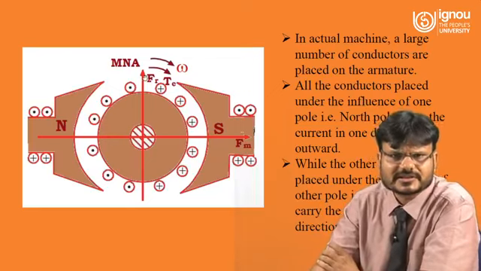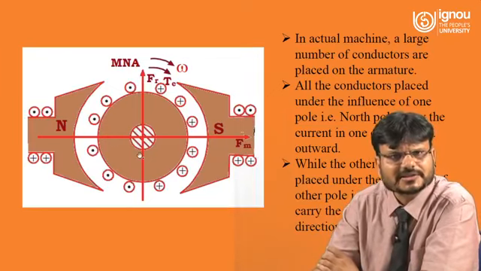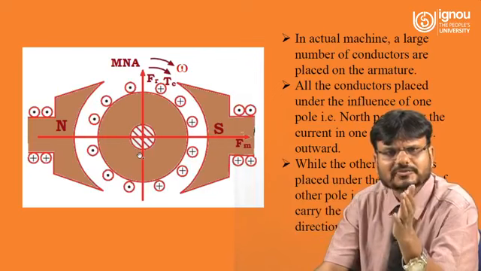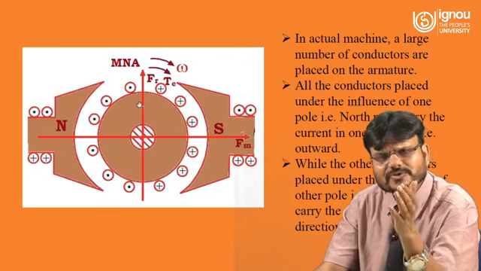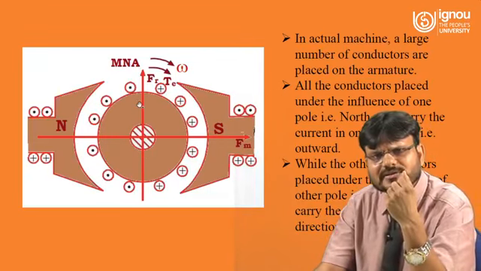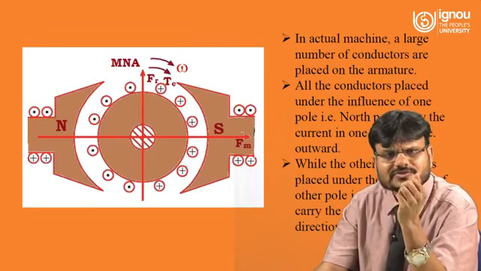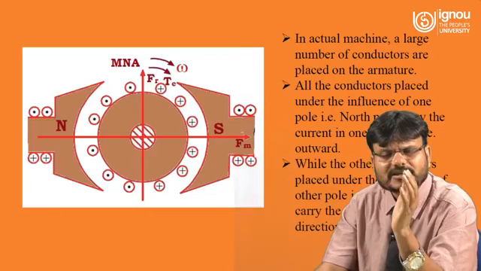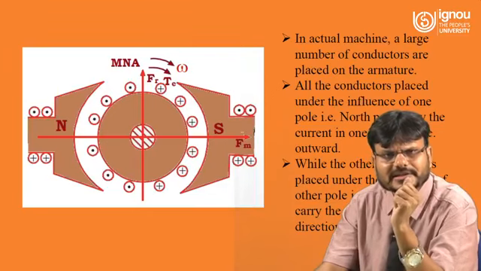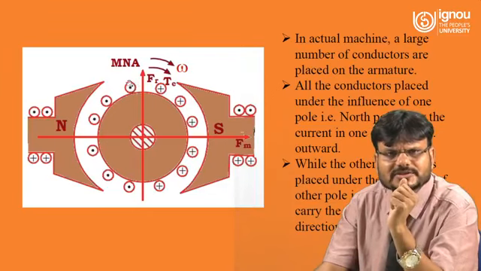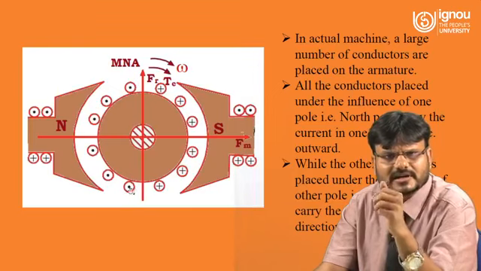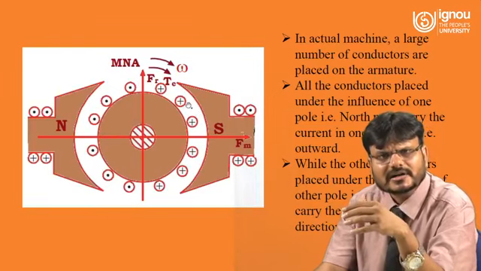So here you can see the whole set of conductors is divided into two equal parts. Suppose I am saying that 10 coils are used. 10 coils means what? It will have 20 conductors, right? So 10 conductors are under the influence of the north pole and 10 conductors are under the influence of the south pole.